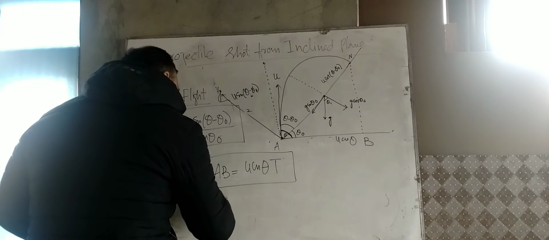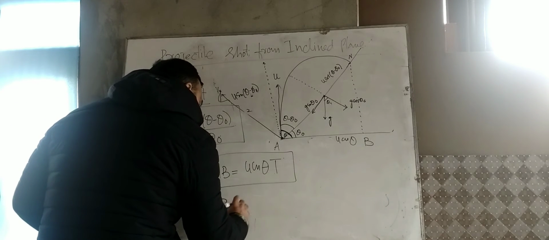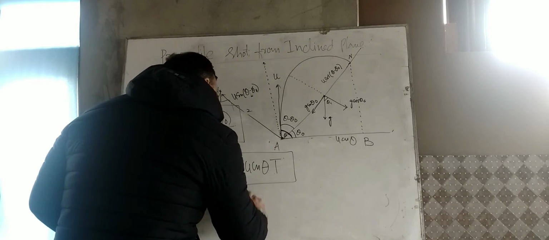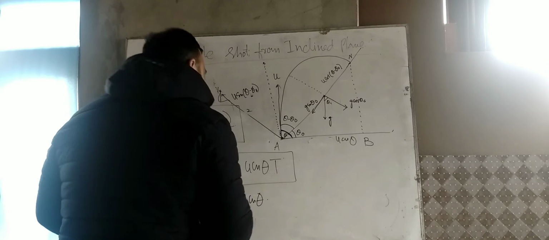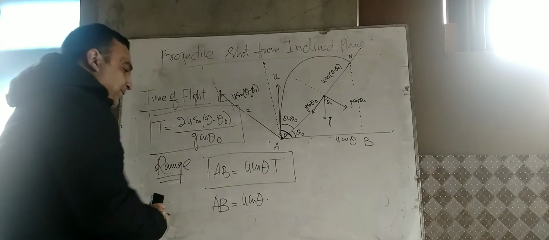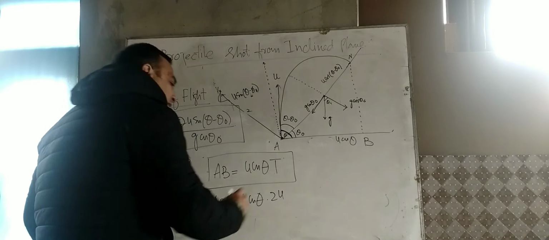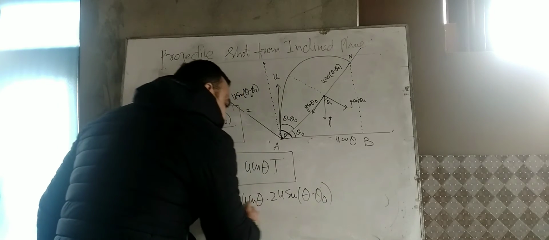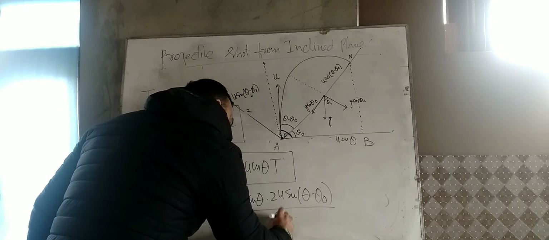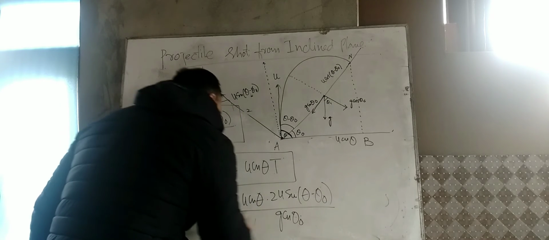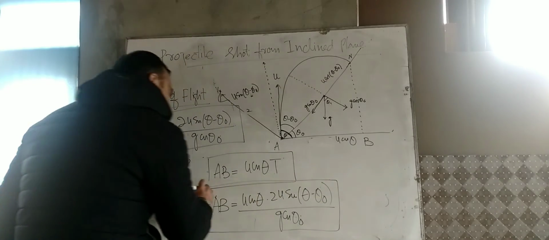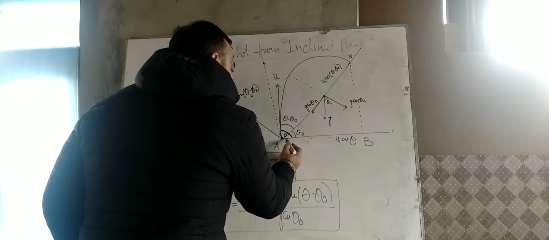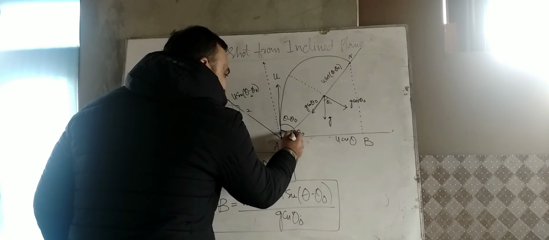So what will be the expression for AB? AB is not the range. AB is this distance. So this is u cos theta. Instead of time of flight, I will write this expression: 2u sin(theta minus theta naught) divided by g cos theta naught. So this will be my AB.